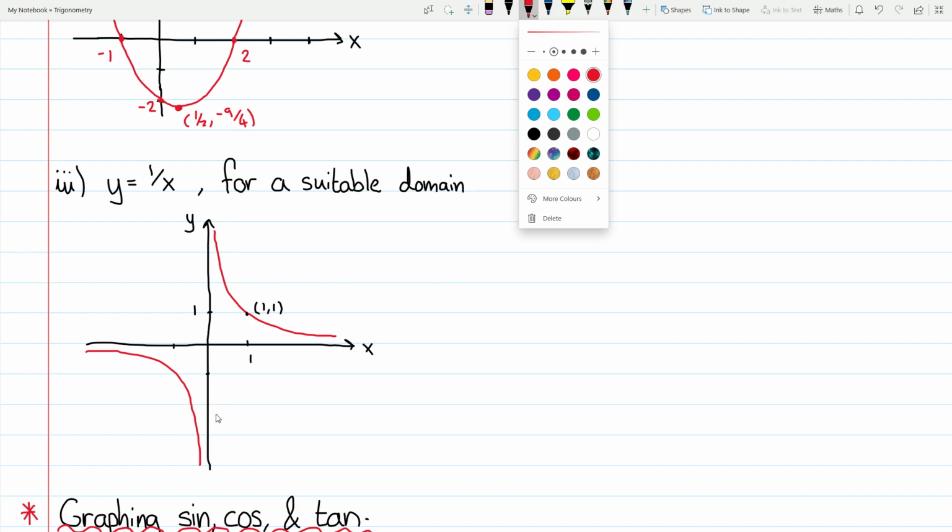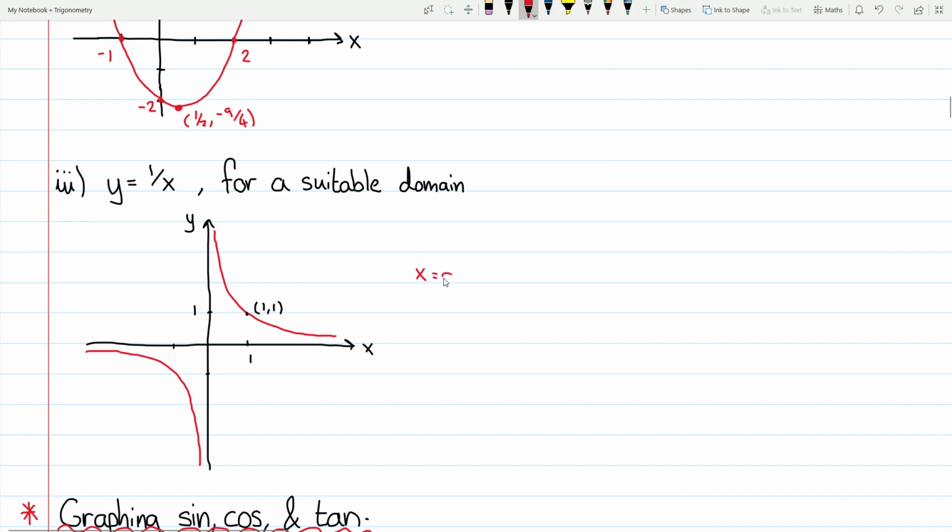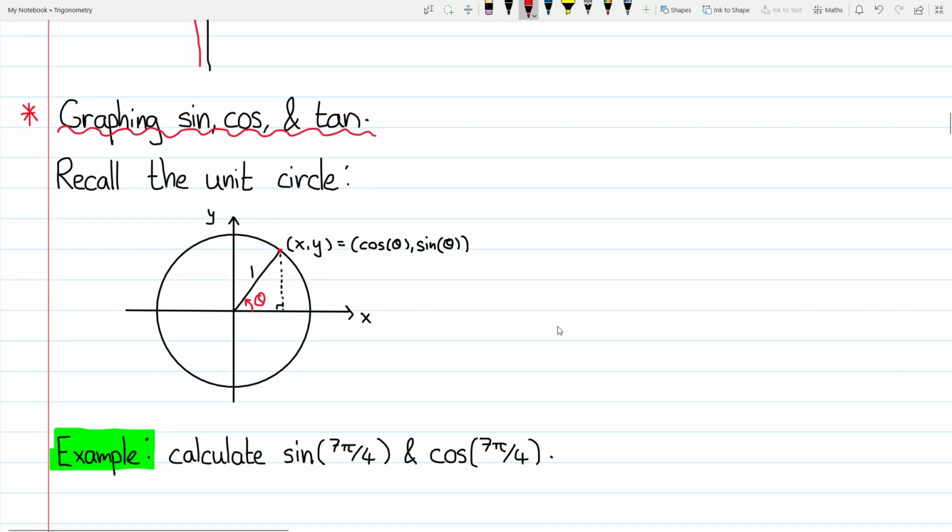These are equations of lines which the function approaches but never touches, and these asymptotes are of course x equals 0 and y equals 0. These are the axes. The axes of the function are the asymptotes. Okay, so that's probably quite a thorough review for what I'm intending to introduce next.